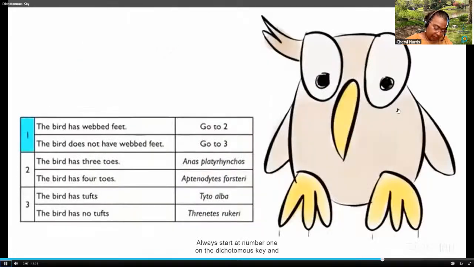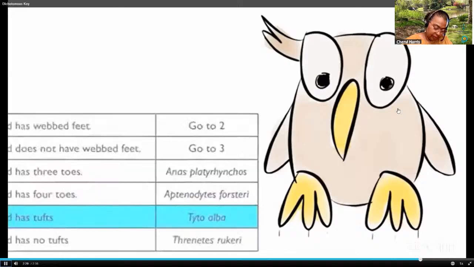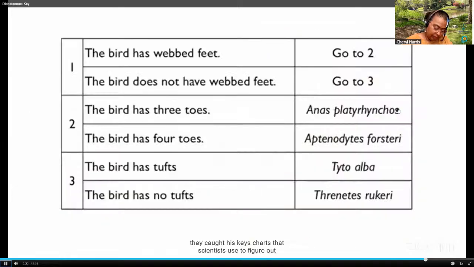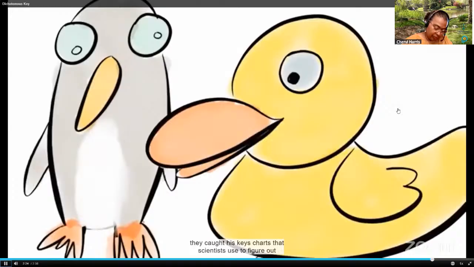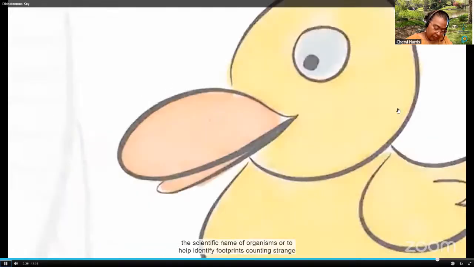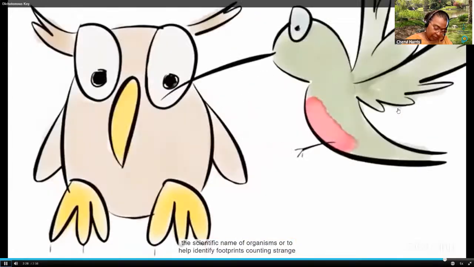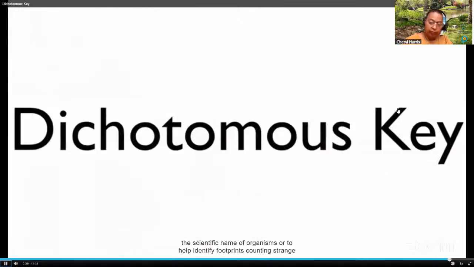Always start at number 1 on the dichotomous key and look at the features of the organism you're trying to identify. Our bird has tufts. This is its dichotomous key's scientific name. Dichotomous keys are charts that scientists use to figure out the scientific name of organisms or to help identify footprints.